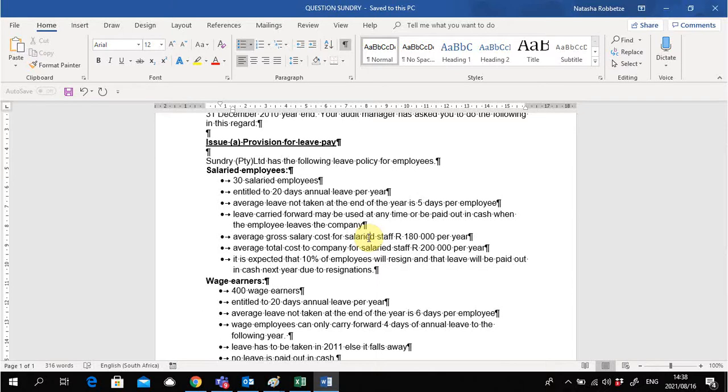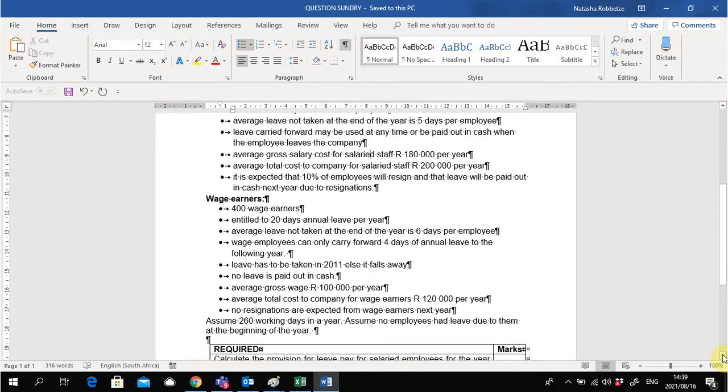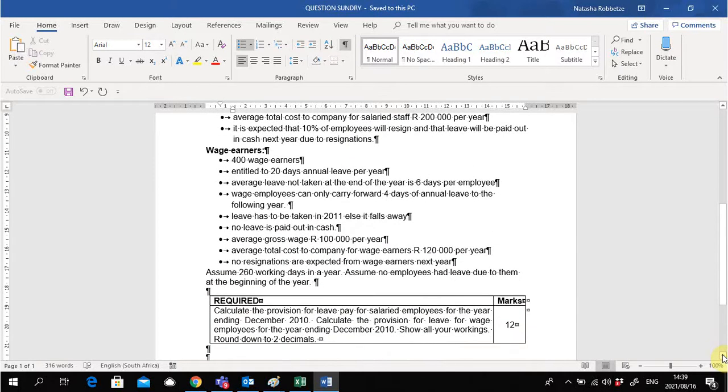Right, then we can move on and look at the wage earners or the wage employees. And they say they have 400 wage earners and they can get 20 days of annual leave. The average leave not taken at the end of the year is 6 days. However, they are only allowed to carry forward 4 days. So on average, there are 6 days left, but the rule says we can only carry forward 4.